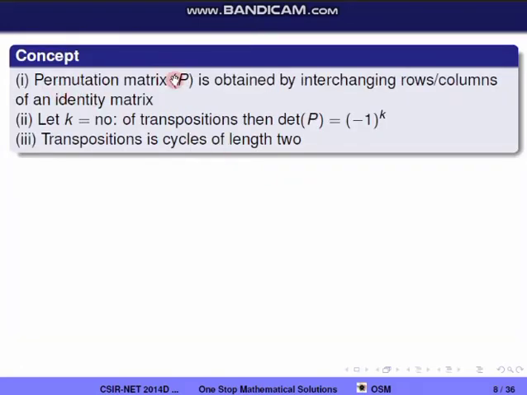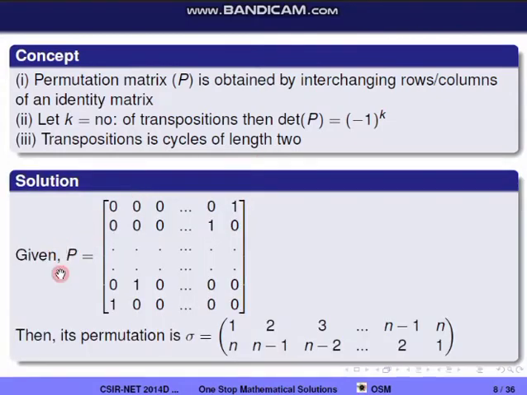A permutation matrix, I am denoting it as P, is obtained by interchanging the rows or columns of the identity matrix. If K is the number of transpositions, then determinant of P is equal to minus 1 whole power K, where a transposition is a cycle of length 2. So now we'll move on to the question.